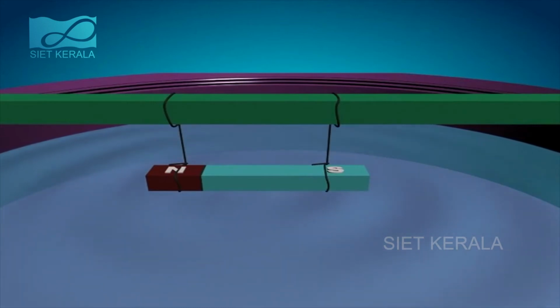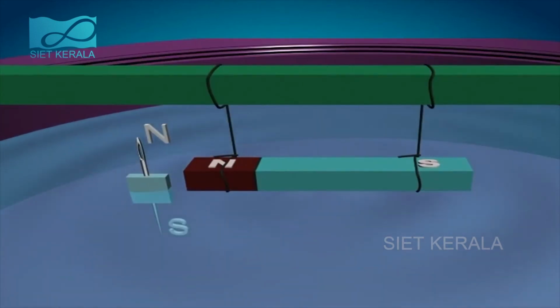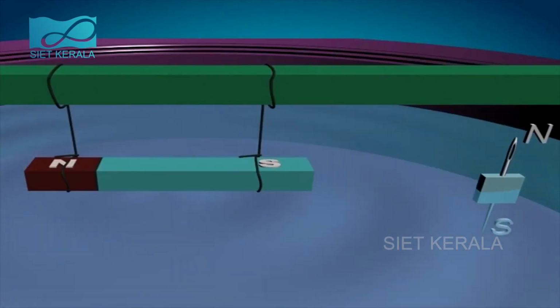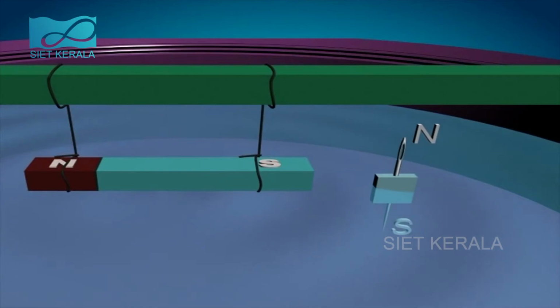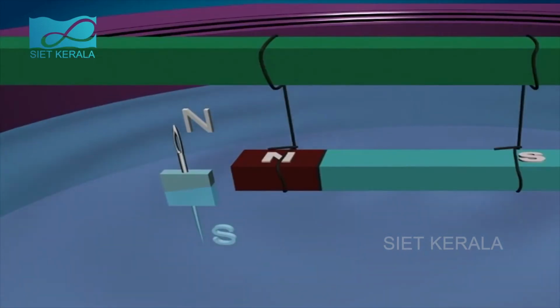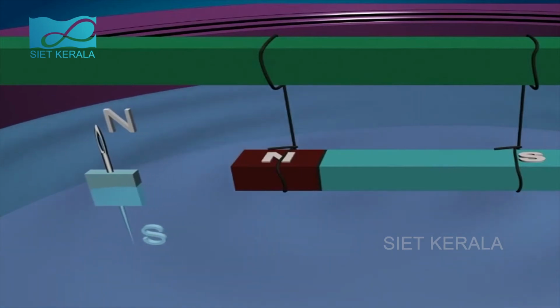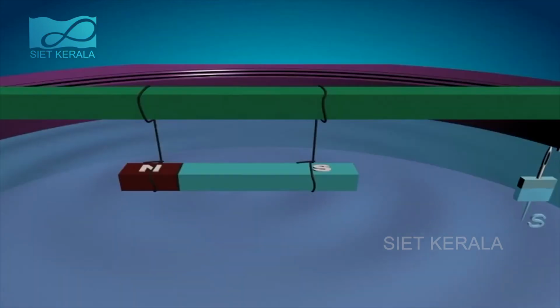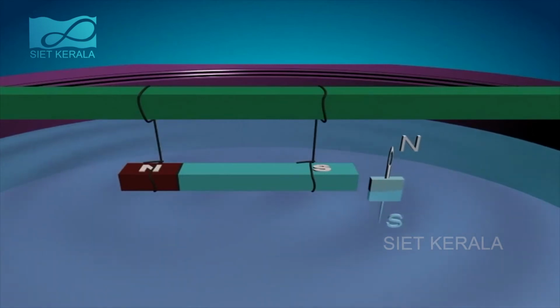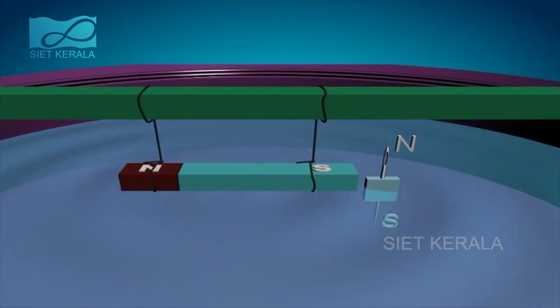We can see that when like poles come together, they repel each other, and when unlike poles come together, they attract. Thus, when the north pole of the needle comes near the north pole of the magnet, they will repel each other. Likewise, when the north pole of the needle comes near the south pole of the magnet, they will attract each other.